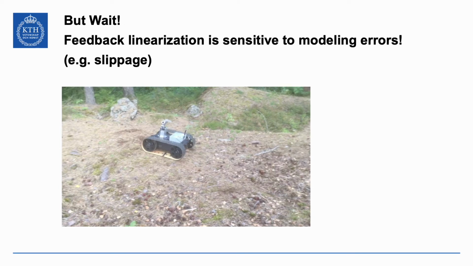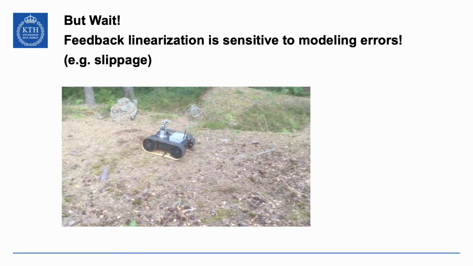But wait, you might exclaim here. Feedback linearization is sensitive to modeling errors. It involves some mathematical computation with inverting some effects of some parts of the dynamics, and if you have modeling error, you're not going to be canceling dynamics properly, and it's not going to work. And obviously in a tracked robot you're going to have lots of slippage that is not perfectly captured by mathematics. So will it still work?